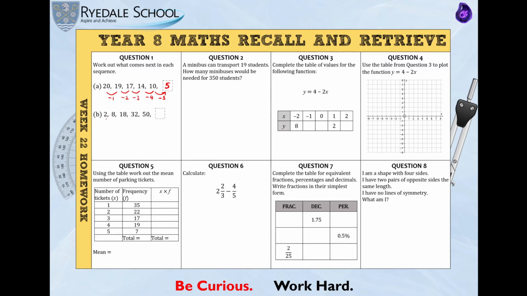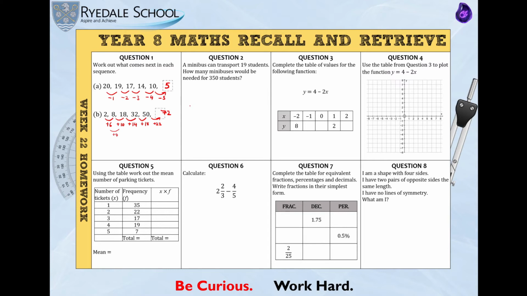This sequence here, we are add 6, add 10, add 14, add 18. We are adding an extra 4 each time. So we would need to add 22. So the answer is 72.